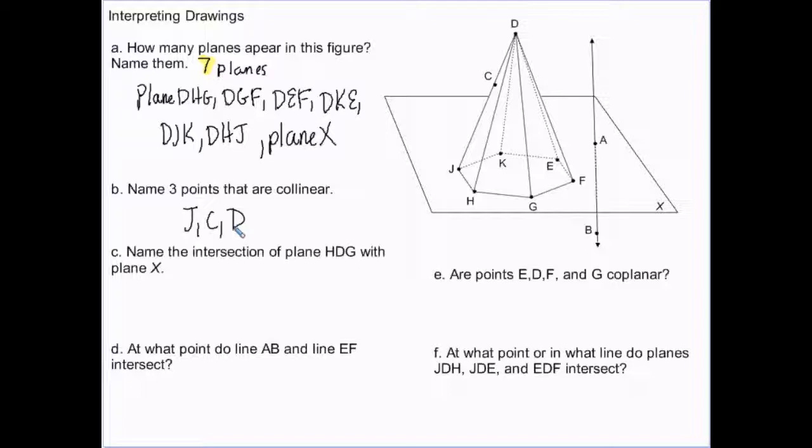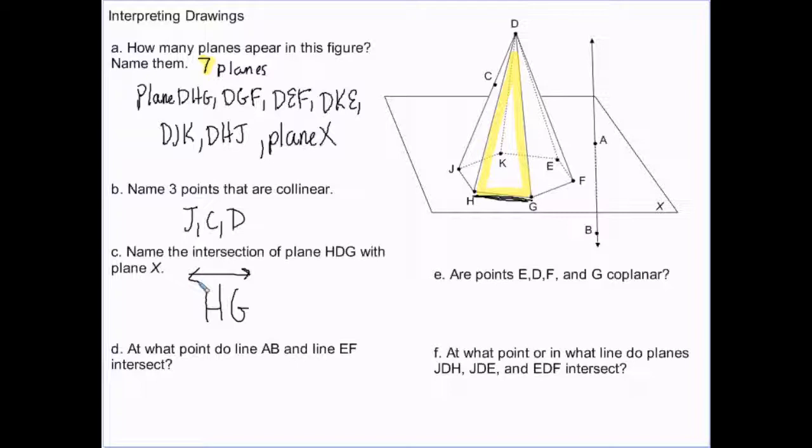Okay, we're going to name the intersection of plane HDG and the base. So what we do is we look at the thing that's intersecting. So if this plane was going on, it's hitting at this line right here. So the intersection is going to be line HG, or you can call it GH. So when the two planes hit, they'll hit at a line.